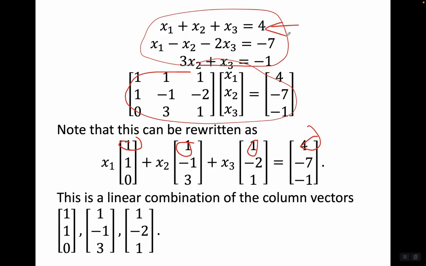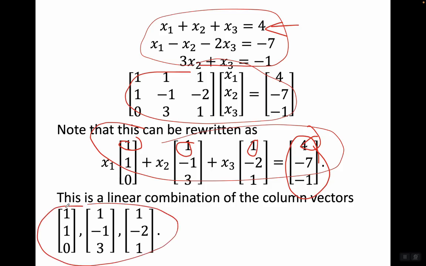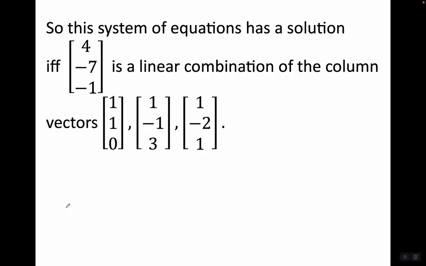Another way of thinking of this: if we can rewrite it like this, here's another way to think of it. This is a linear combination of the column vectors 1, 1, 0, 1, negative 1, 3, and 1, negative 2, 1. In other words, 4, negative 7, negative 1 is a linear combination of the vectors 1, 1, 0, 1, negative 1, 3, and 1, negative 2, 1. It is, if indeed there's a solution to the system of equations.